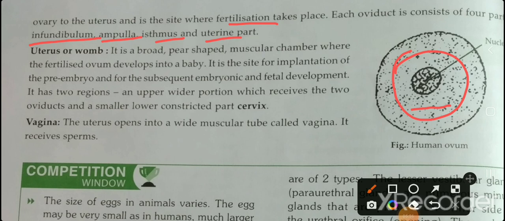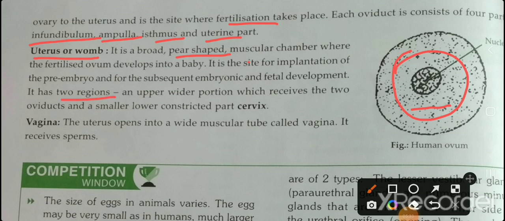Now coming to the uterus, also called the womb. It is a broad, pear-shaped muscular chamber where the fertilized ovum will go and implant, and further development of the fetus, that is the baby, will happen in the uterus. It is considered the site for implantation of the embryo, and later it will lead to fetal development. It has two regions.